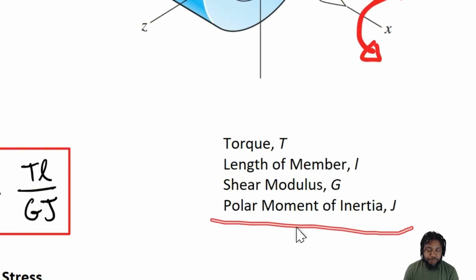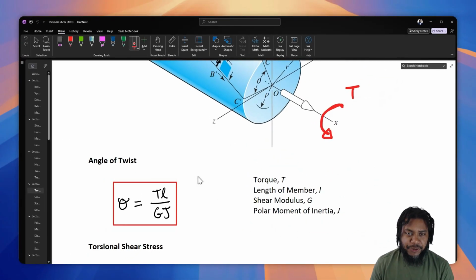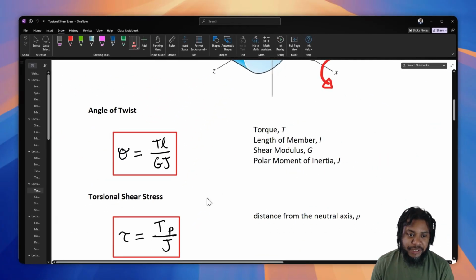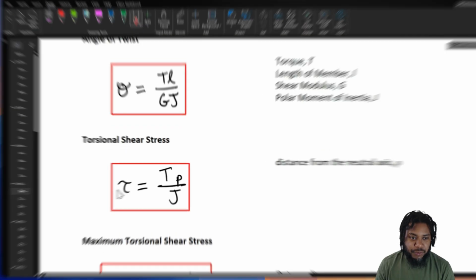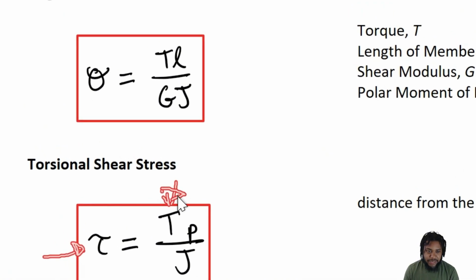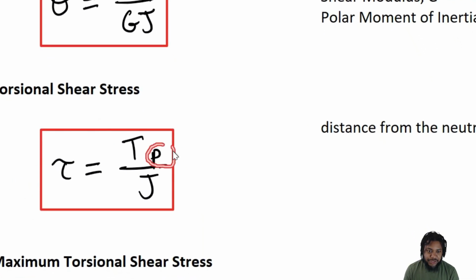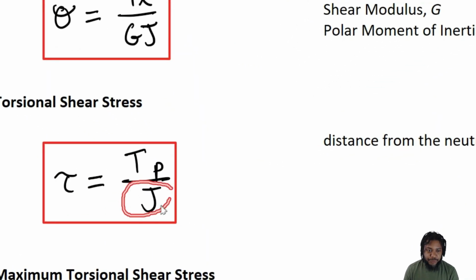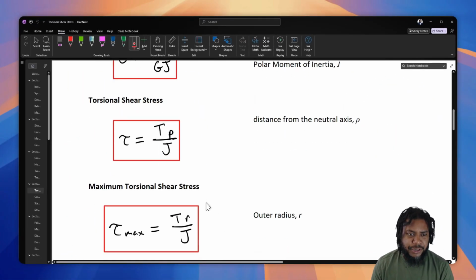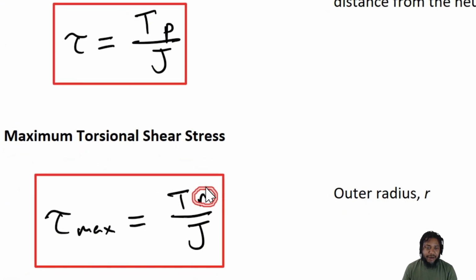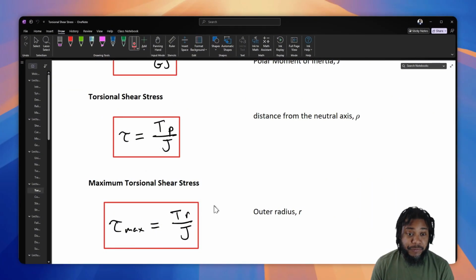moment of inertia, right? Now, the stress that is applied, the torsional shear stress, can be calculated as follows, where tau, torsional shear stress, is equal to the torque that's applied to the body times the distance from the neutral axis, so from the center of the beam to your point of interest, divided by the polar moment of inertia. And torsional shear stress is maximized at the outer radius, at the outer edge of a geometry.